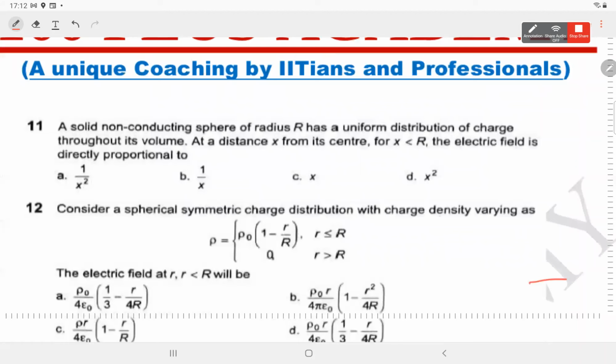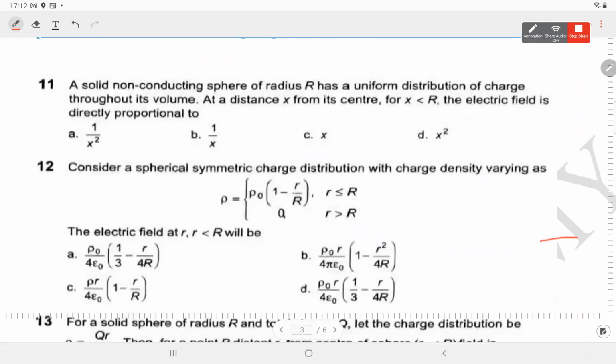A solid non-conducting sphere of radius r has a uniform distribution of charge throughout the volume. At a distance x from the center, the electric field is directly proportional to... So this was the standard formula. Electric field inside a solid sphere is rho r by 3 epsilon naught.